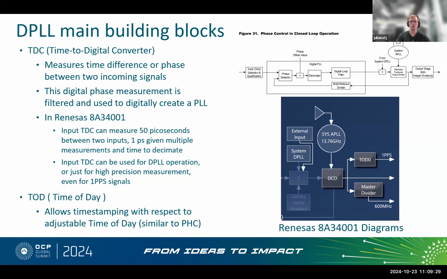So if I have 2 10 megahertz inputs, for instance, it will generate a digital representation of the time difference between edges of one versus the other. And that it uses as the error signal to its closed loop to discipline an output signal to the input.